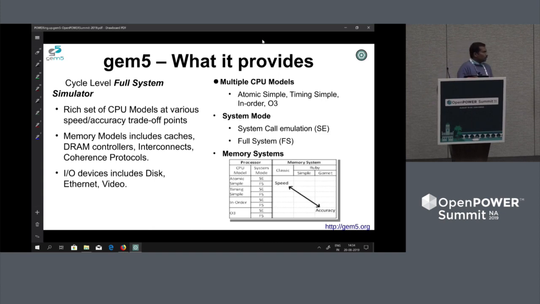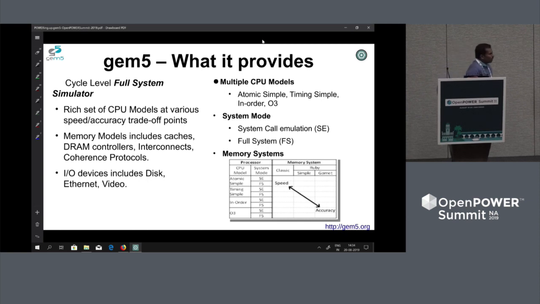Two modes of simulation are possible in gem5. The full system mode, where all the layers and all the components can be simulated, and a complete operating system can be run. The system call emulation mode is more of a restricted environment, and we would always like to gather characteristics or metrics while running in the full system simulation mode.